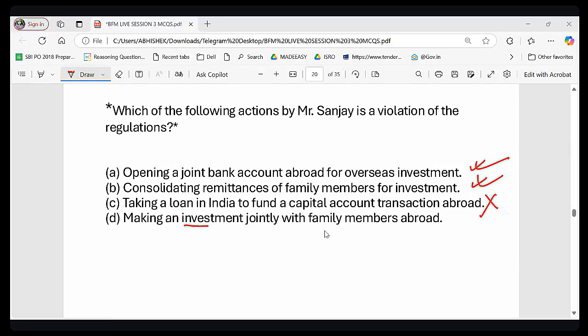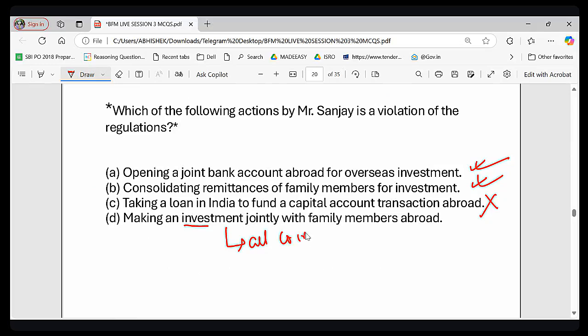Yes, absolutely. The answer is yes. Joint overseas investment with family member are permitted as long as all co-investors comply with the regulation. The condition is that all co-investors should comply with regulation. So option D is not a violation, right? Is not a violation. So let's summarize the fact.